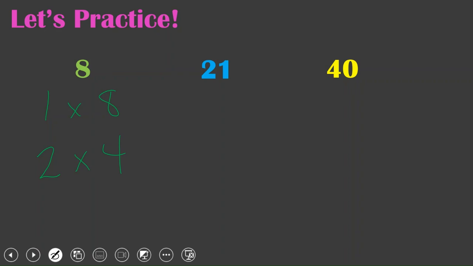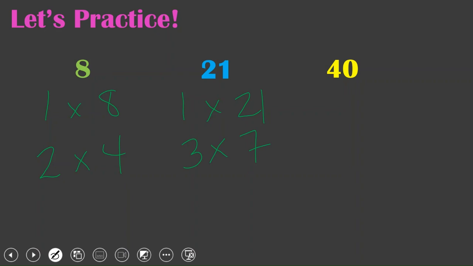Like 8, I think the easiest way to start is with 1 times the number itself as our first factor pair. 21 is an odd number, so I know it's not divisible by 2, so 2 cannot be a factor. I do know that 3 goes evenly into 21. 3 times 7. If you struggle a little bit with your multiplication facts, the multiplication table can be really helpful as a visual tool.